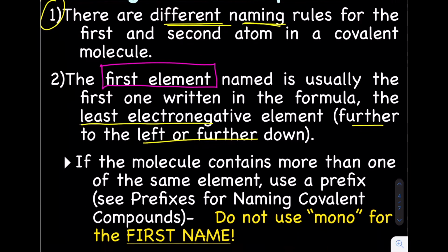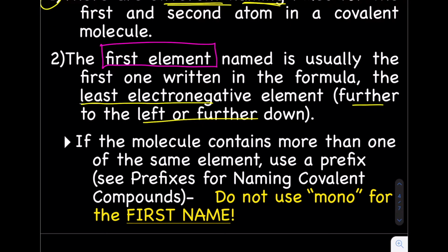And if the molecule contains more than one of the same element, for the first element, you're going to use a prefix. And you're going to see the prefixes for naming covalent compounds, and I'm going to show you that in just a minute. Here's one of the big differences in the first name for this versus the second name. You do not use mono for the first name. Okay.